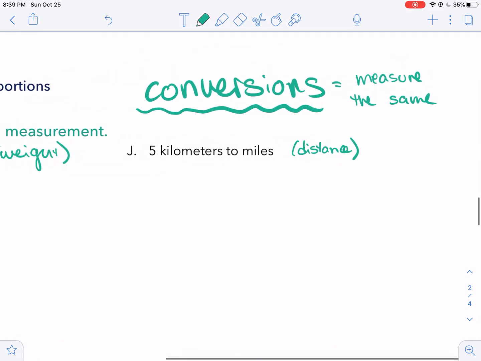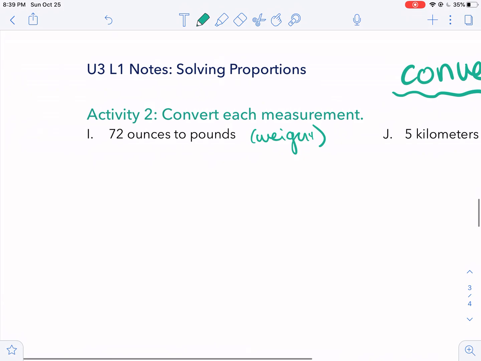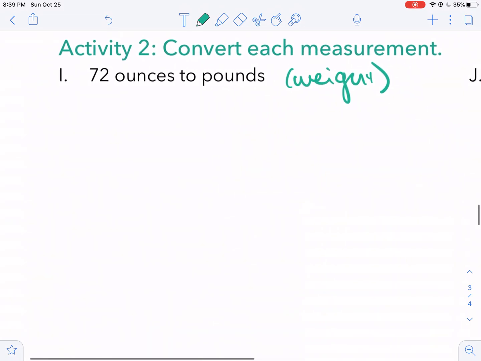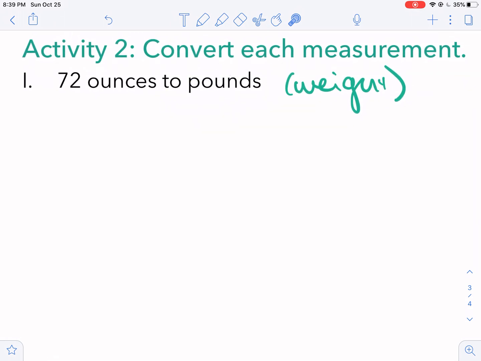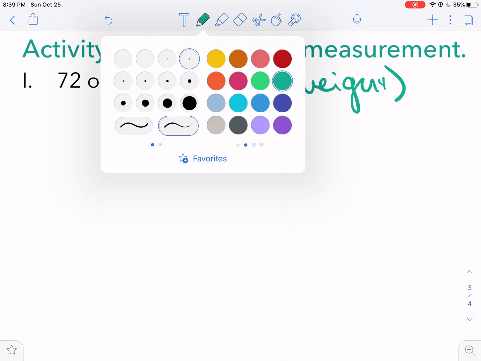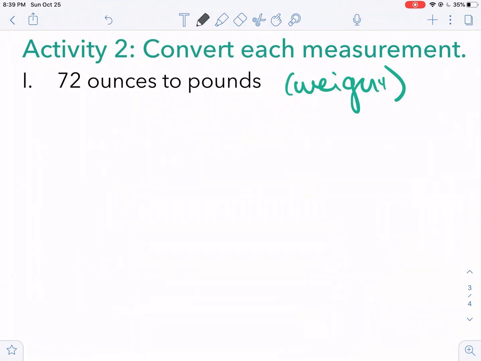Let's find out. So I tell you that I have a cat. I don't actually have a cat, but let's say I have a cat and the vet says, yep, she weighs 72 ounces. That's great. What is that in normal people pounds language? Well, let's find out. So I know that there are 16, I'll do this in gray, because my cat is colorblind. I don't actually know if cats are colorblind. But there you go. So I know that there are 16 ounces in 1 pound.